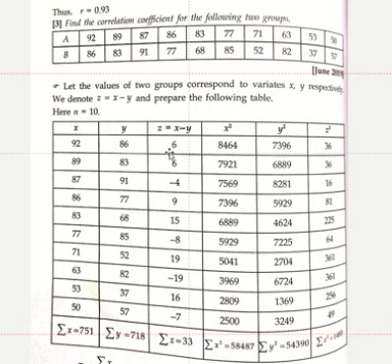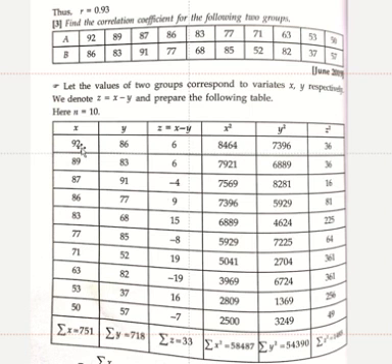92 minus 86 is 6, 89 minus 83 is 6, 87 minus 91 is minus 4, 86 minus 77 is 9, 83 minus 68 is 15, 77 minus 85 is minus 8, 71 minus 52 is 19, 63 minus 82 is minus 19, 53 minus 37 is 16, 50 minus 57 is minus 7, and take the summation. Adding all the values of z, we get summation of z is equal to 33. Next, find out x square.